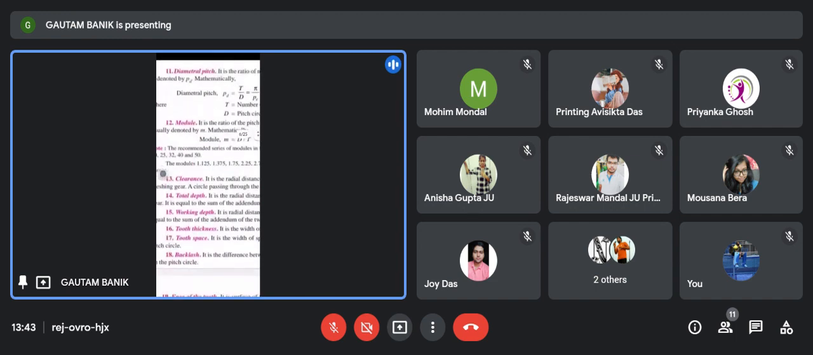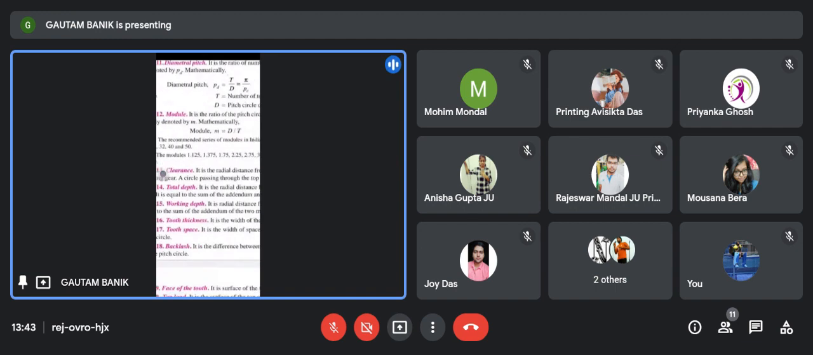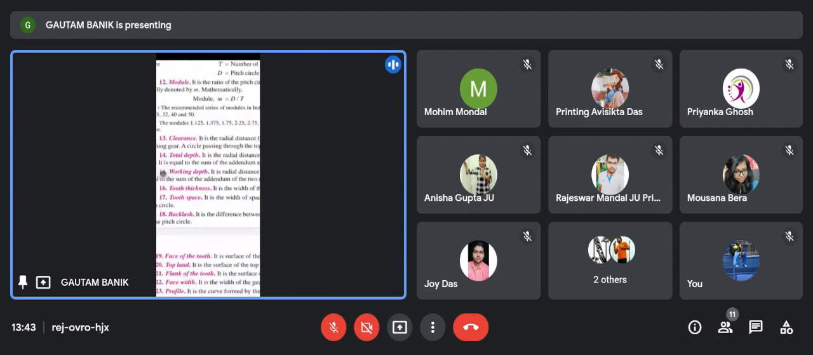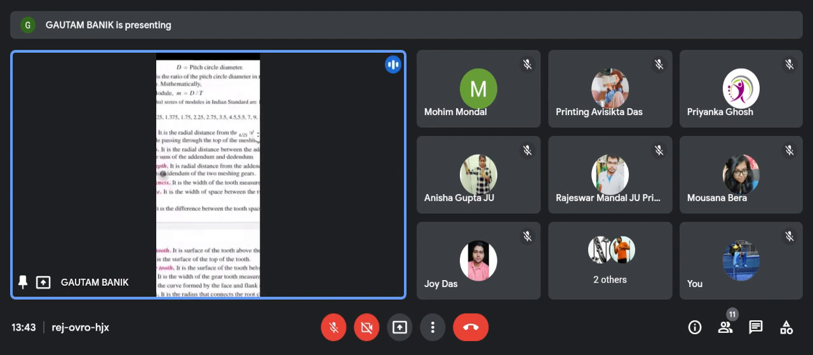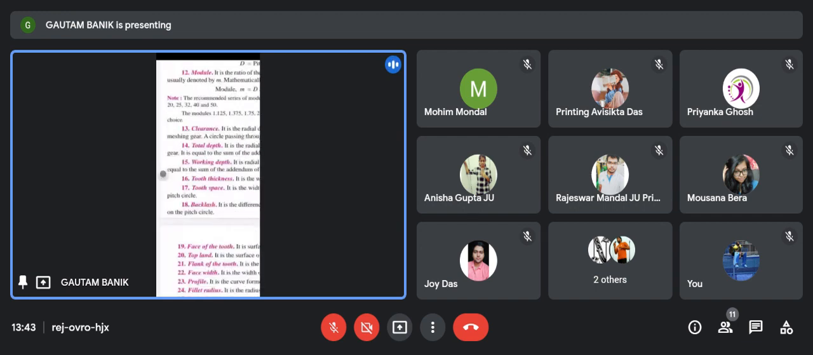Now again module, then clearance. Clearance is required for the two meshing gears. Tooth depth you can get geometrically. Working depth also, and tooth thickness also, and tooth space. Tooth space is similar in size to the gear tooth width. It is the width of the space between two adjacent teeth measured along the pitch circle.